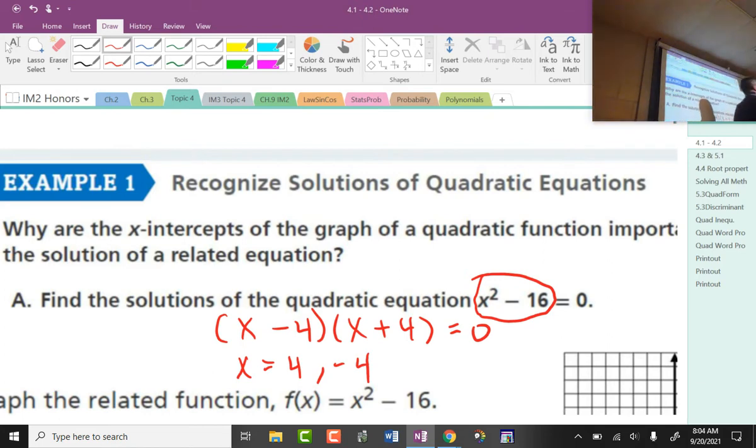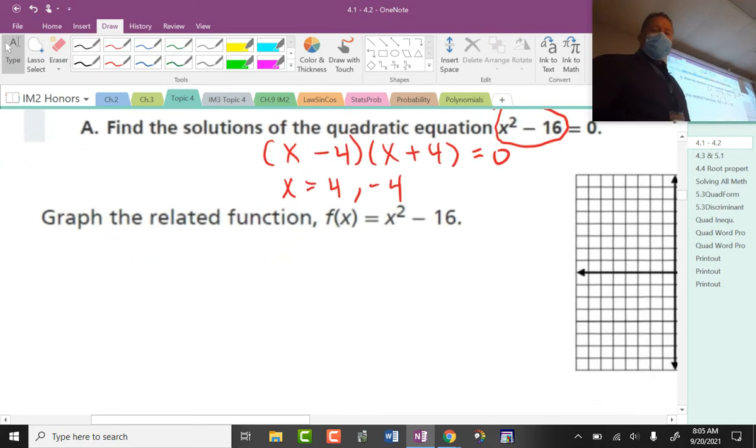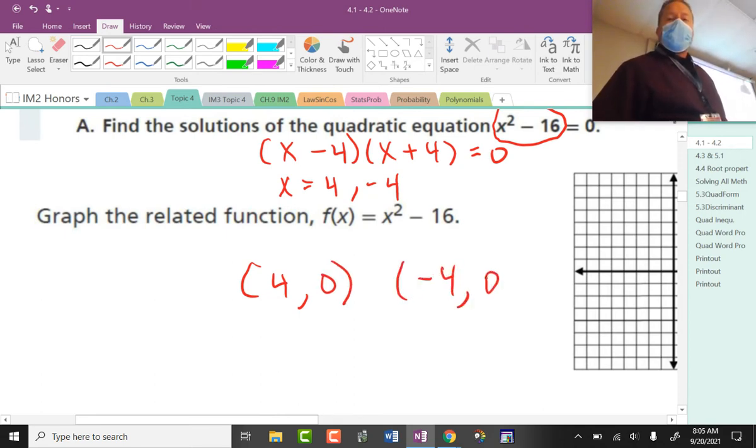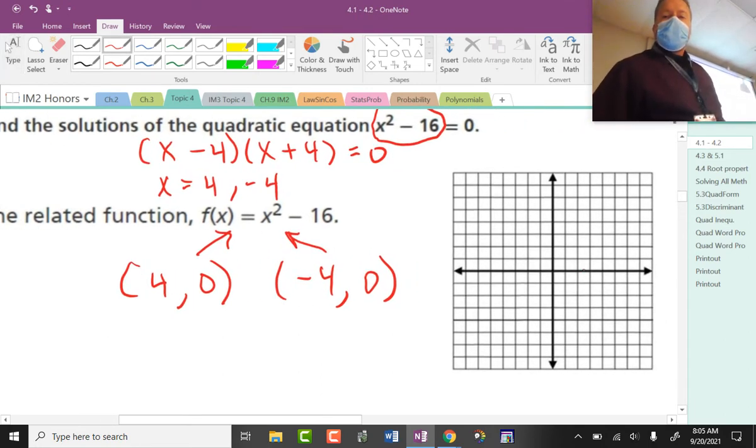I plug in 4, 4 squared is 16. 16 minus 16 is 0. 0 equals 0. True. That's why it's a solution. That's why it's the answer for the equation. The negative 4, same thing, squared. You can take it from there. But then you also know that it's related to this because this is proven that if I plug in 4 for x, I get 0 for y. And I plug in negative 4 for x, and I get 0 for y, which translates to the x-intercepts of this situation.